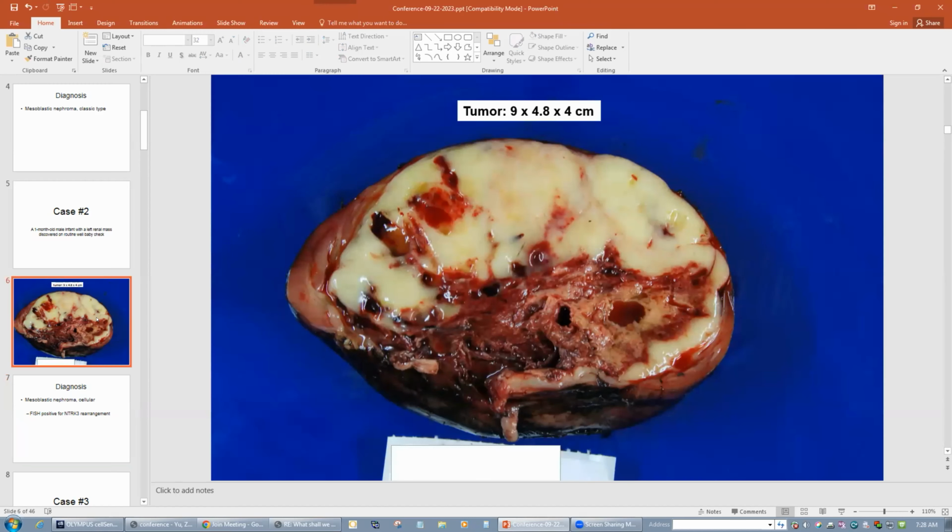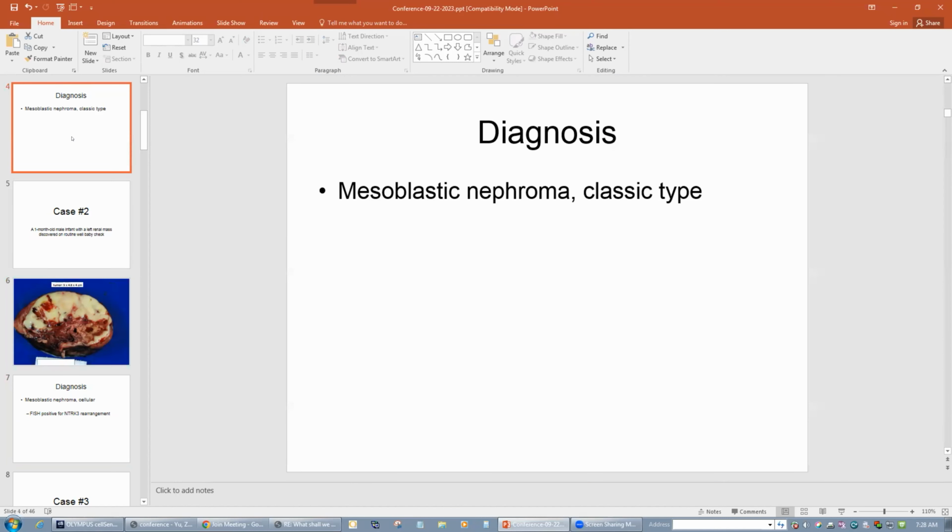In general, prognosis is no different between cellular type and classic type, but the recurrence rate of cellular type is slightly higher than classic type. Overall prognosis depends on stage. The treatment is resection, usually without the need for chemotherapy. So making a correct diagnosis is important. For the cellular variant, follow up more closely because of the increased recurrence rate. So those are 2 cases in very young patients.